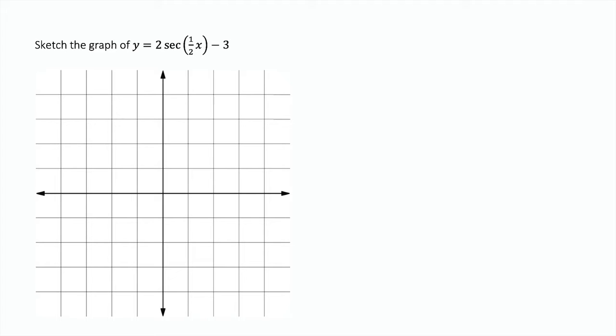Sketch the graph of y equals 2 secant of 1/2 x minus 3. We start by graphing the reciprocal function of this, which is the cosine. So copy everything down, but change that now to a cosine function. We're going to start by graphing that, so we're going to go through and find all of our key features.